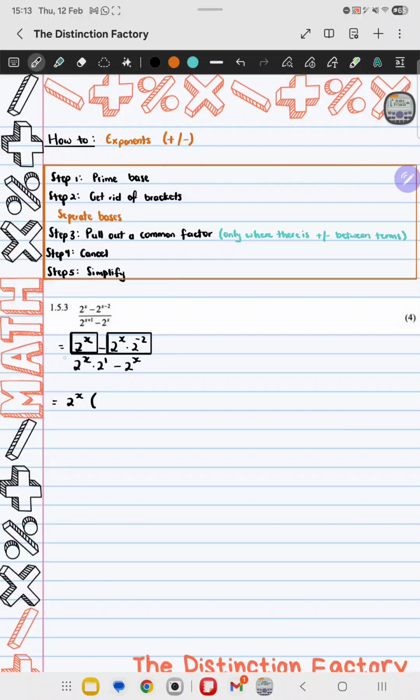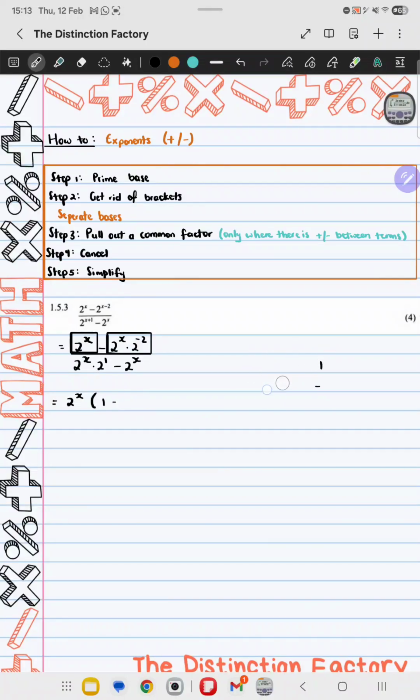And then when I pull that out from the first term, I'm left with 1, because remember that 2 to the power of x divided by 2 to the power of x gives you 1. They basically cancel off with each other, but we write 1 in place of it. And the reason for that is because if I say 10 divided by 10, I get the answer of 1. If I say 12 divided by 12, I get the answer of 1. So even 2 to the power of x divided by 2 to the power of x, my answer is 1.